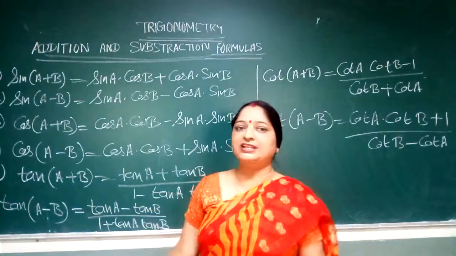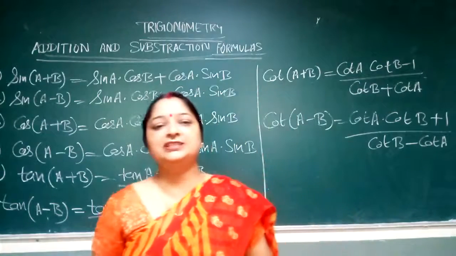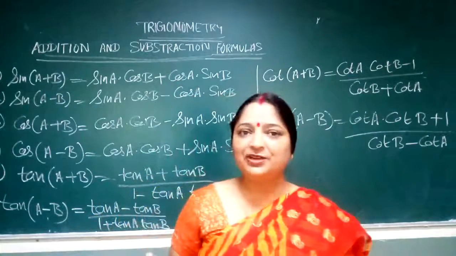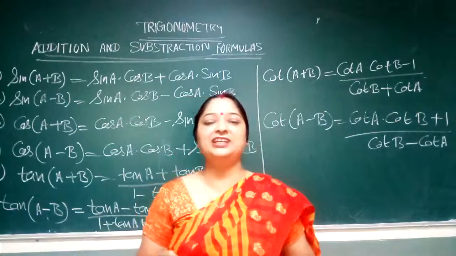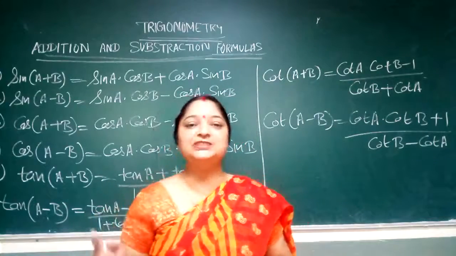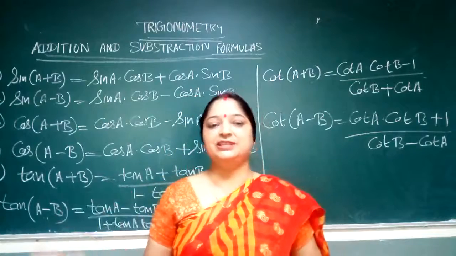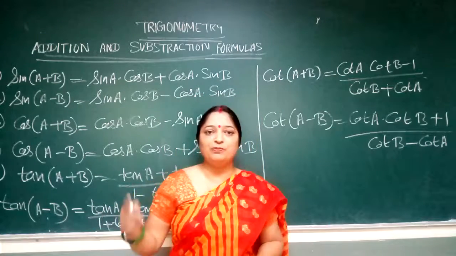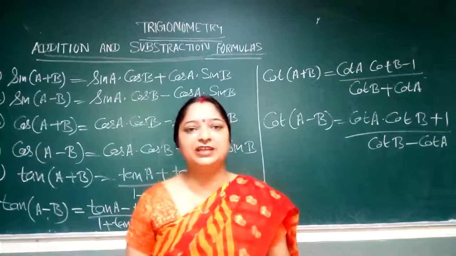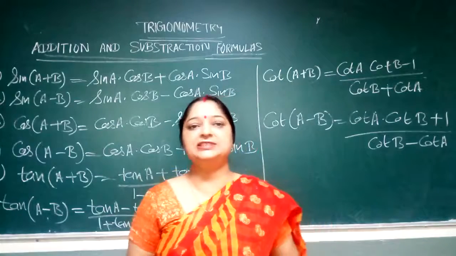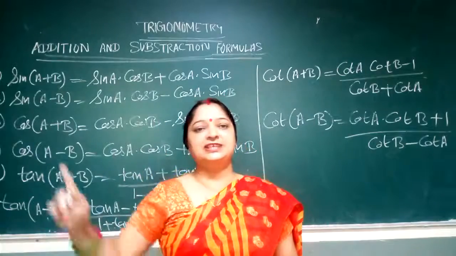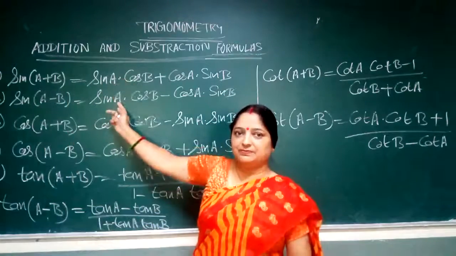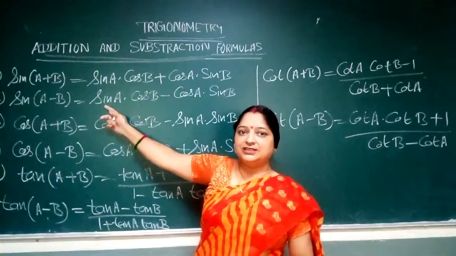Now you can learn very easily sin of a plus b. It will not come alone, so it will come with cos, meaning the boss. So it will be sin a into cos b plus cos a into sin b. Similarly, in sin of a minus b or sin of a plus b, if minus is there, then minus will come at the center. If plus is there, then plus will come at the center. So these two formulas you can learn very easily.